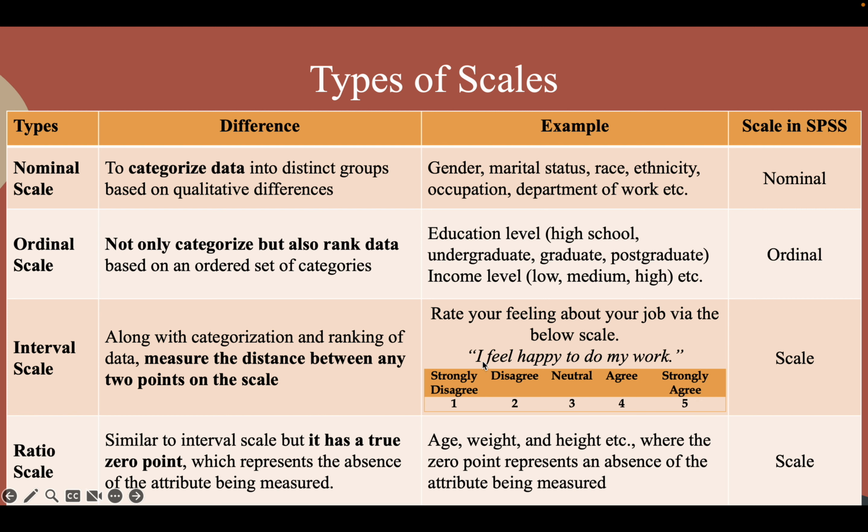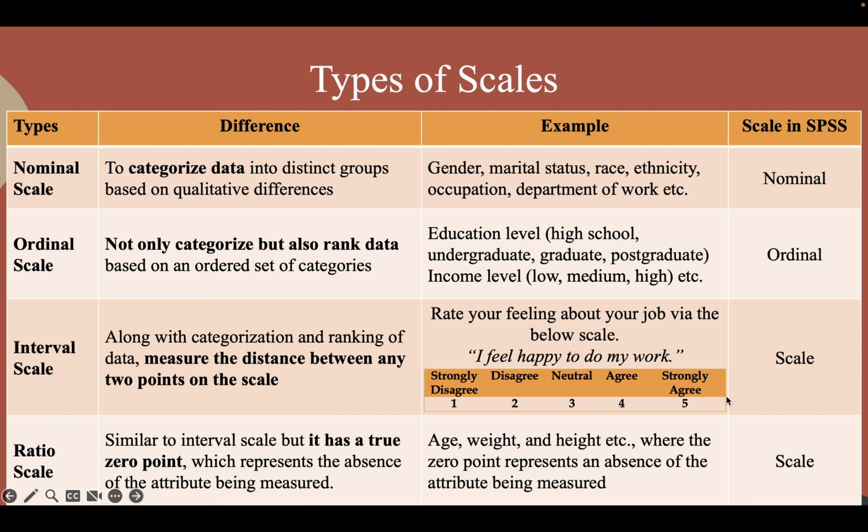The researcher asked the respondent this question: I feel happy to do my work. And actually, this scale allows the researcher to measure the distance between 2 points. In this case, these 2 points are strongly disagree and strongly agree. So the respondent is asked to measure the distance between these 2 points. Of course, the respondent will choose the appropriate option according to his or her feeling.